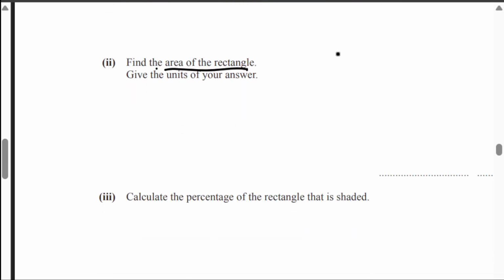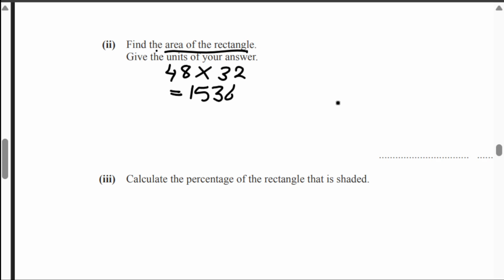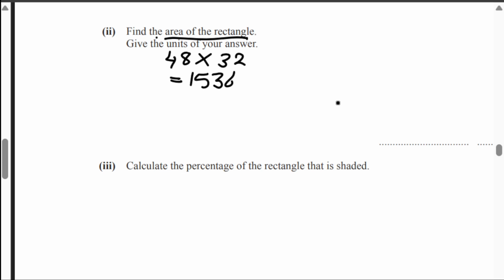And then the area is the length times the width. So it's 48 times 32, which is 1536.